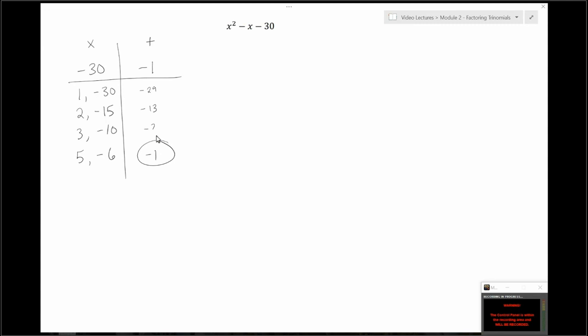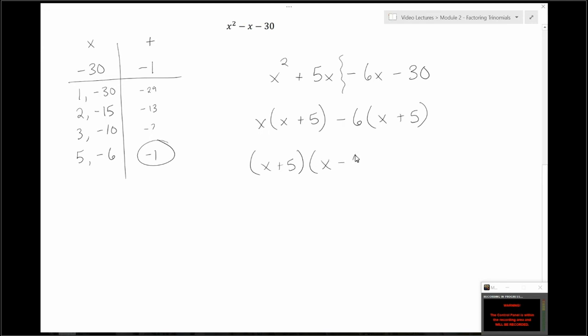And as we saw in the last example, it doesn't matter which order we pick, so I'm just going to go ahead and pick it in this order that we have it. So we have x squared, 5x, minus 6x, minus 30. Now, we'll take out the GCF from each. Since these are now matching, I can take out the GCF x plus 5, and I'm left with x minus 6. And I've now factored it.